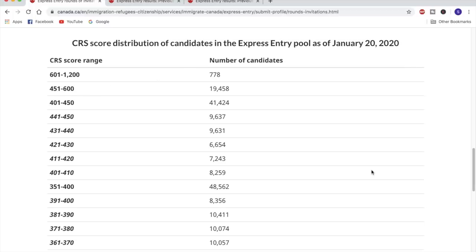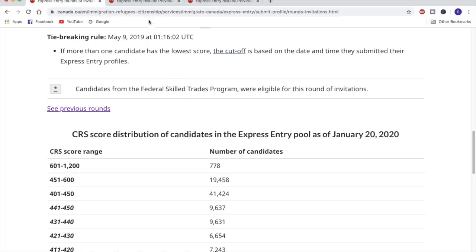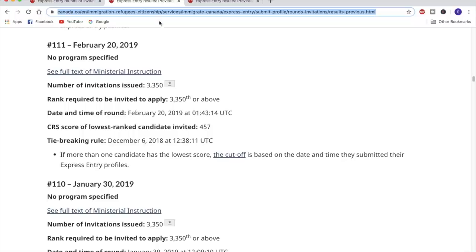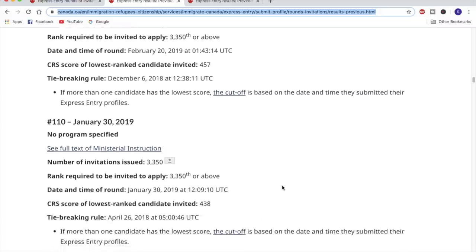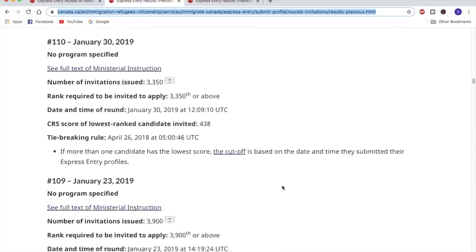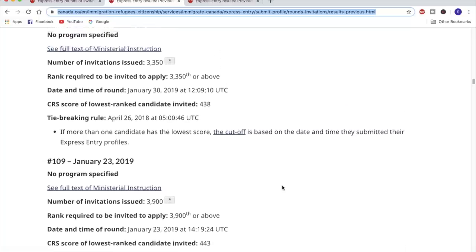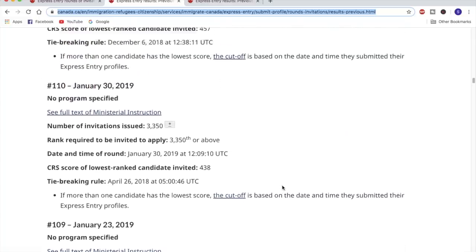So I'm sure there are many people who are still waiting and who want to know if the cutoff score will actually drop down. So I was looking for some trends from last year and the year before. This is the trend for January 2019, and I saw something very interesting which I wanted to share with you guys. The 109th draw was conducted on 23rd January, and then the next draw was conducted 1 week after that.